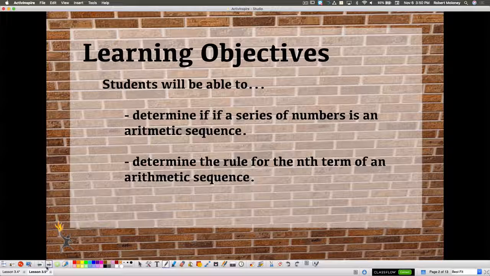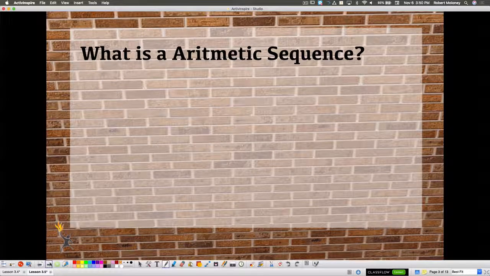Our goals for the lesson, by the end of the lesson, is that you'll be able to look at a series of numbers and know if it's an arithmetic sequence, and you'll be able to determine the rule for an arithmetic sequence for any term. That's what n means. That stands for any term in an arithmetic sequence. There are other types of sequences called geometric sequences, but we're going to take a look at that in another lesson. So let's take a look at this arithmetic sequence.